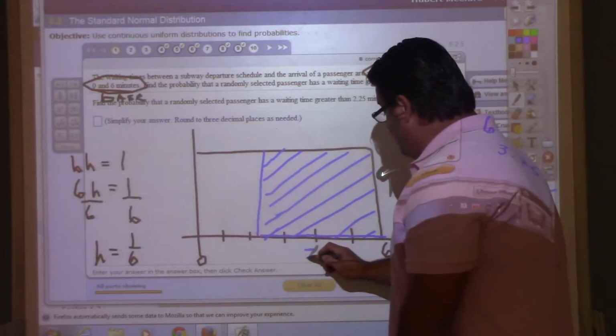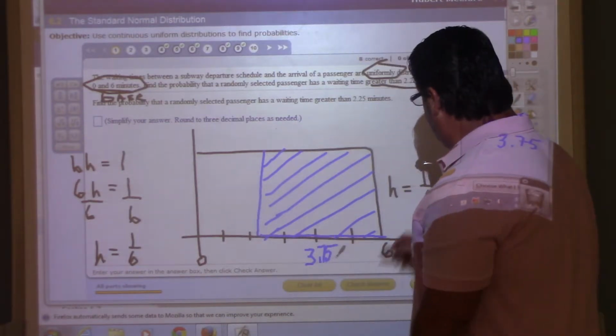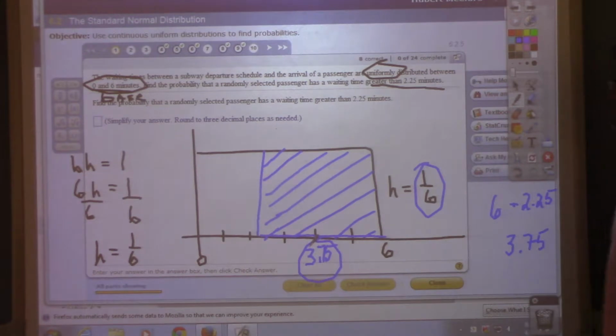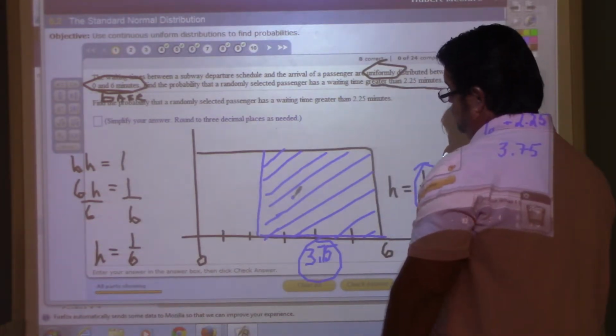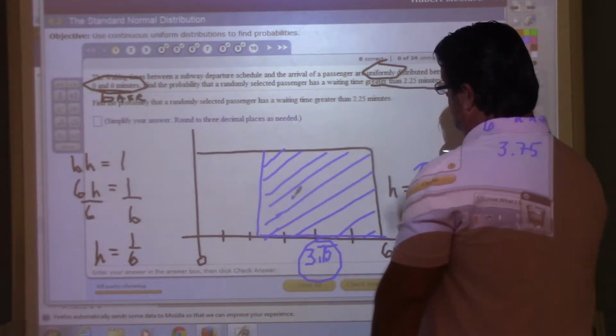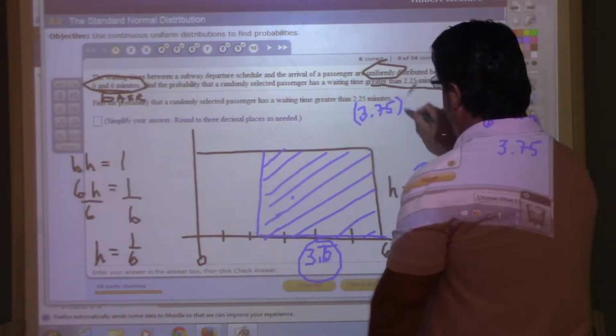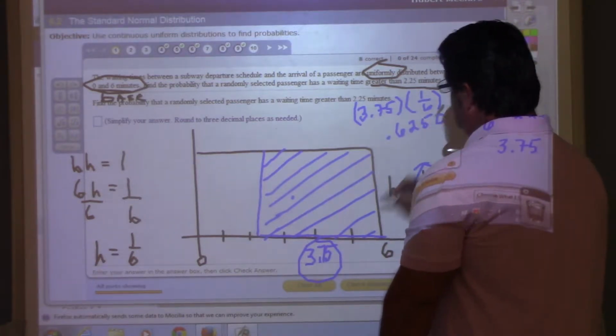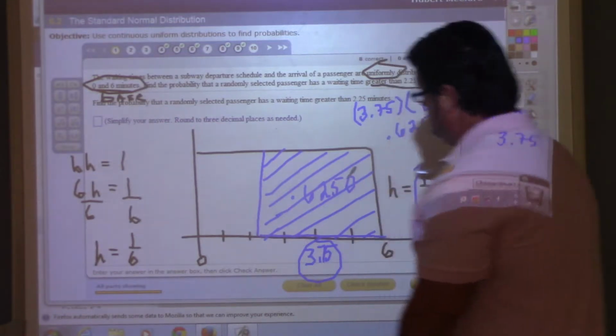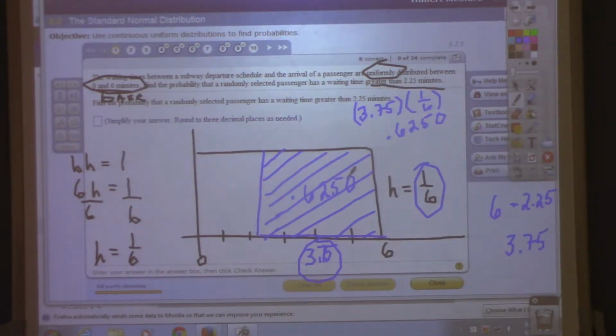So take 3.75 and multiply by 1/6. So go ahead and take your calculator and do that. 1/6 is 0.166666, or just put in 1/6. And what do you get? Give me 4 decimal places. 3.75 times 1/6. What do you get? I got 0.625. 0.625 even? Yep. Everybody get that? So your answer is 0.625, if that calculation is correct.